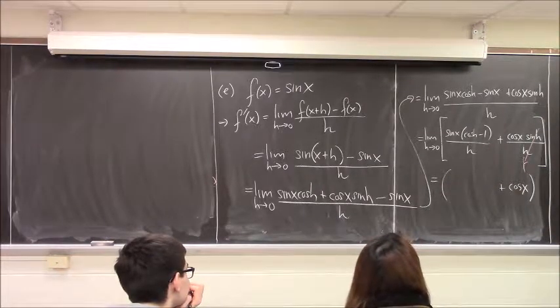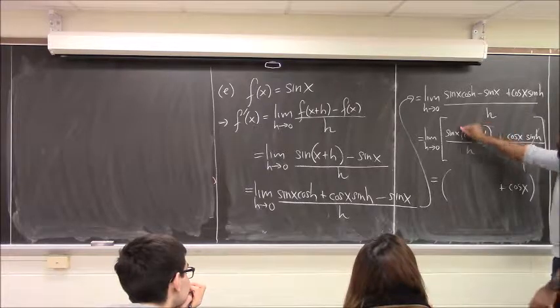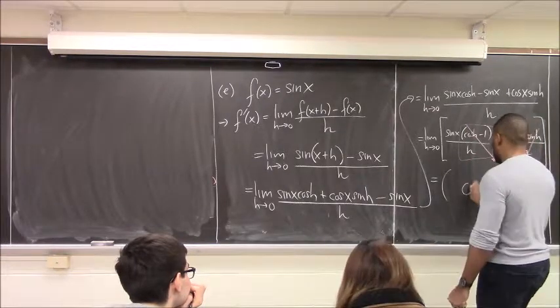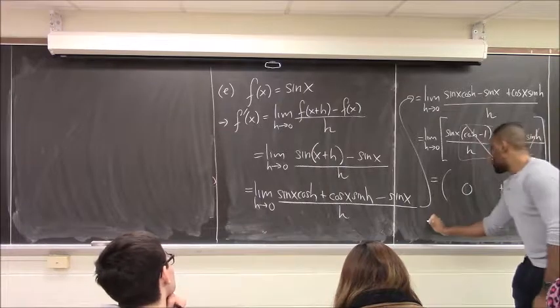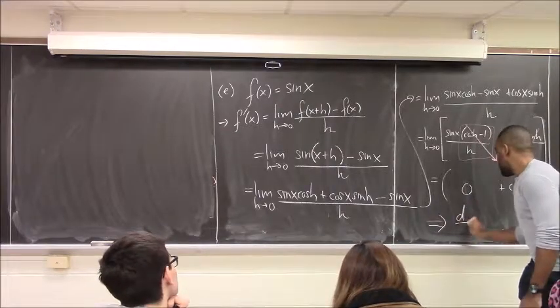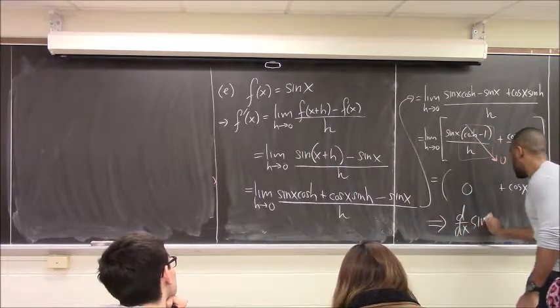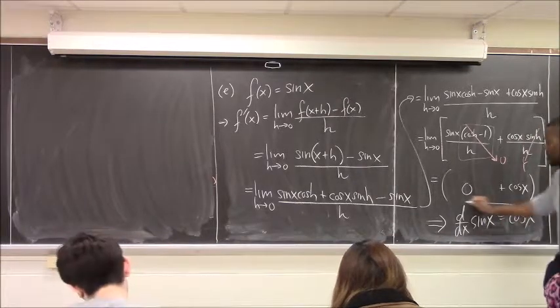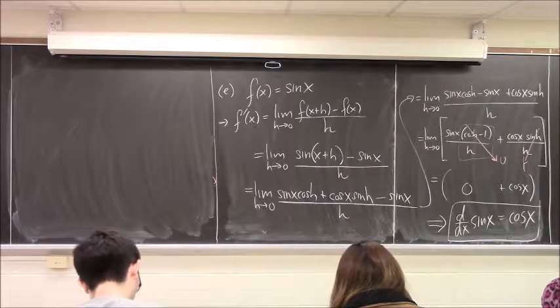Yeah. Cosine h minus 1 over h. Here is another special trig limit. That one we also know is 0. So we have 0 times the sine x, so that's just 0. In other words, the derivative of the sine function is the cosine function. The derivative of sine x is cosine of x.